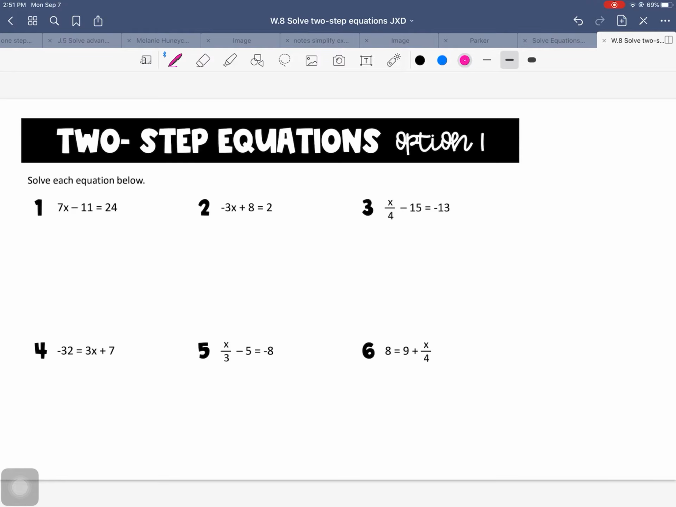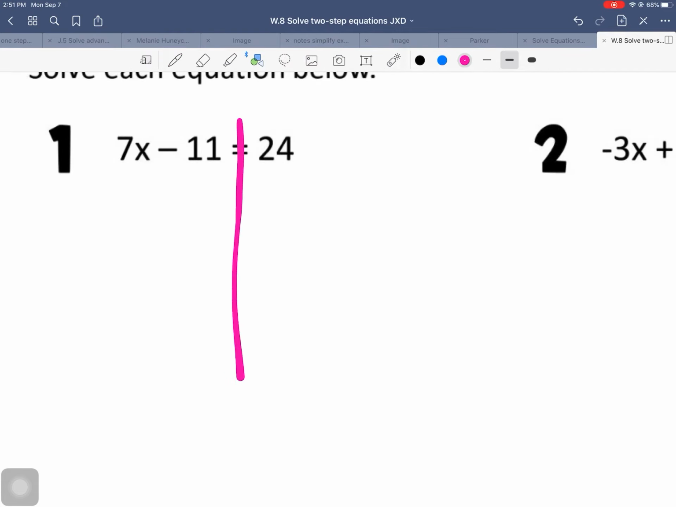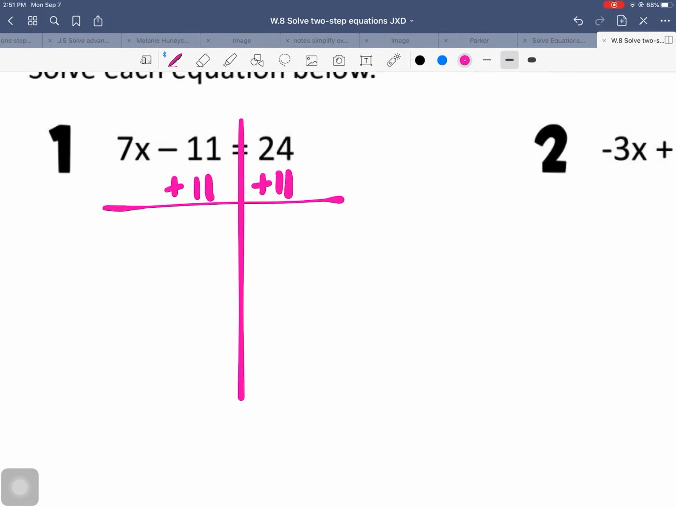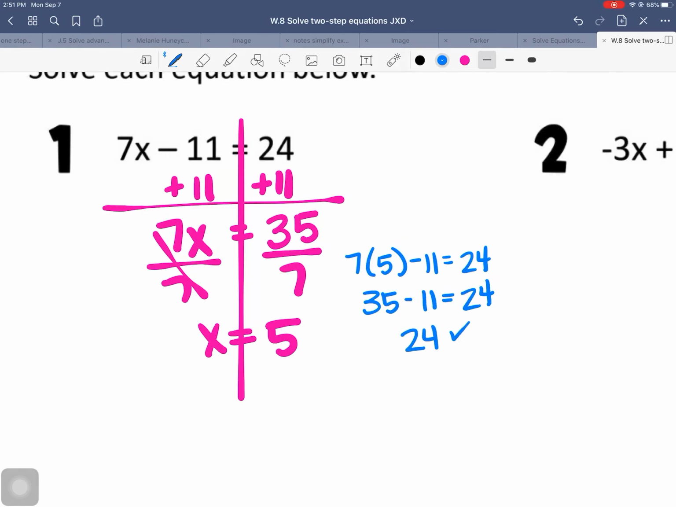Let's look at number 1 here. I'm going to add 11. 7x is equal to 35. Divide both sides by 7. X equals 5. I'm going to check my work. 7 times 5 minus 11 should equal 24. 35 minus 11 should equal 24, and it does, so we're good.